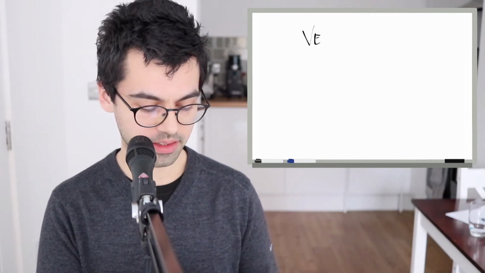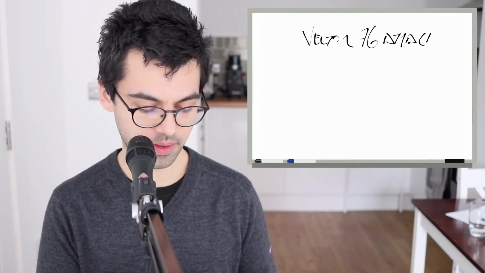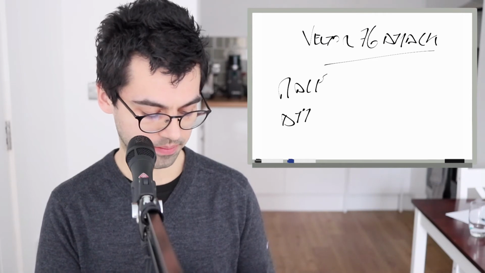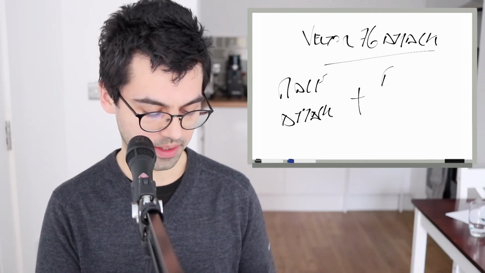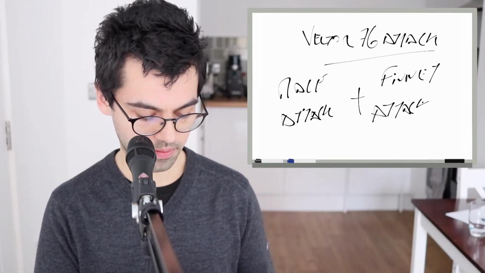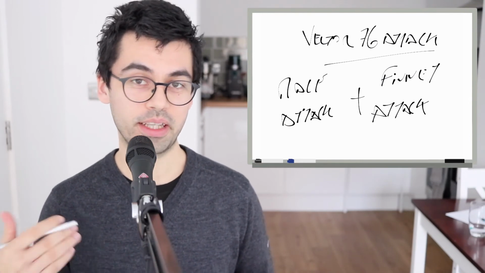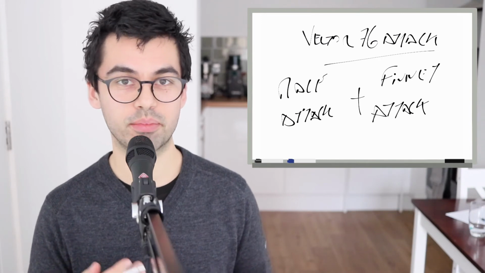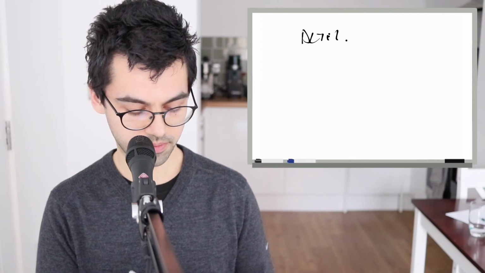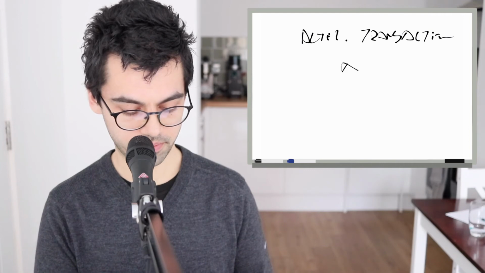Then we have the Vector76 attack. This is basically a combination of the race attack and the Finney attack. This is also known as the one confirmation attack, because he waits for one confirmation to happen and then the attack proceeds. And finally we have the alternative transaction attack.